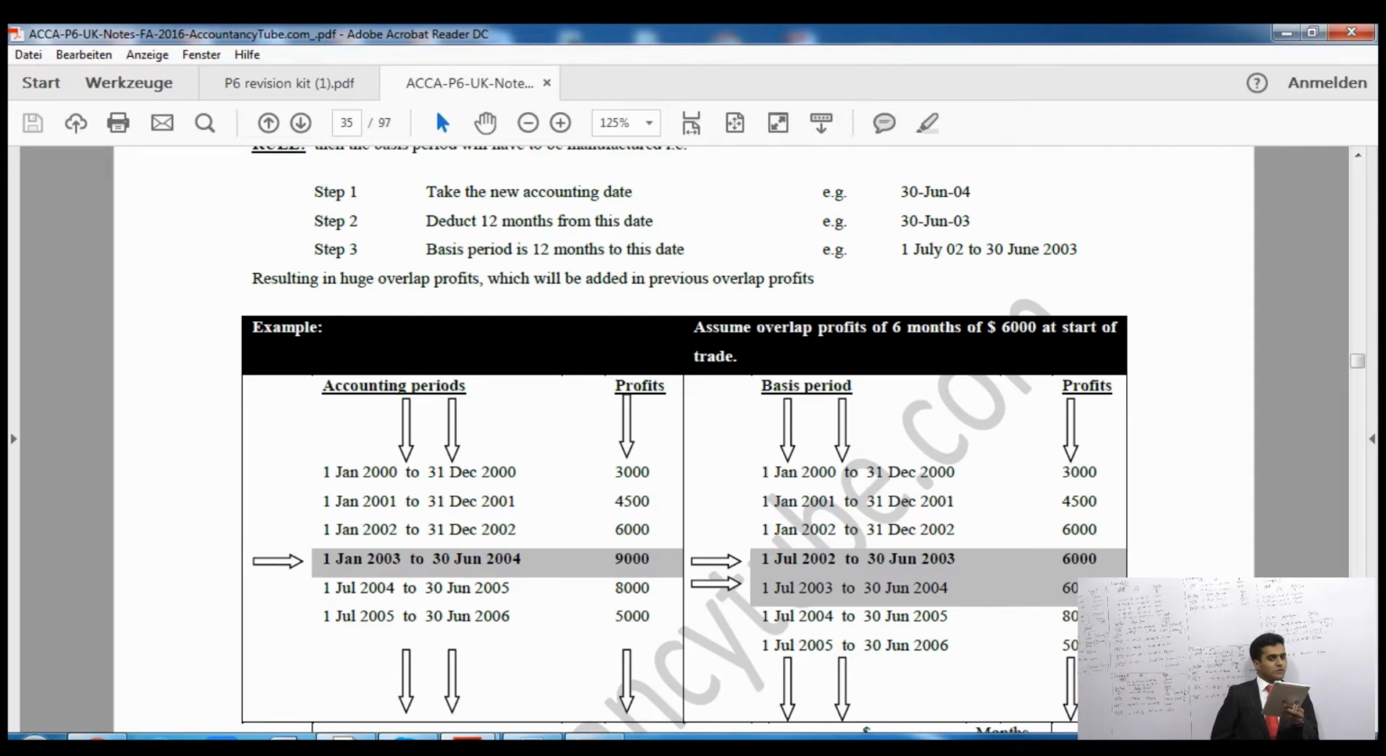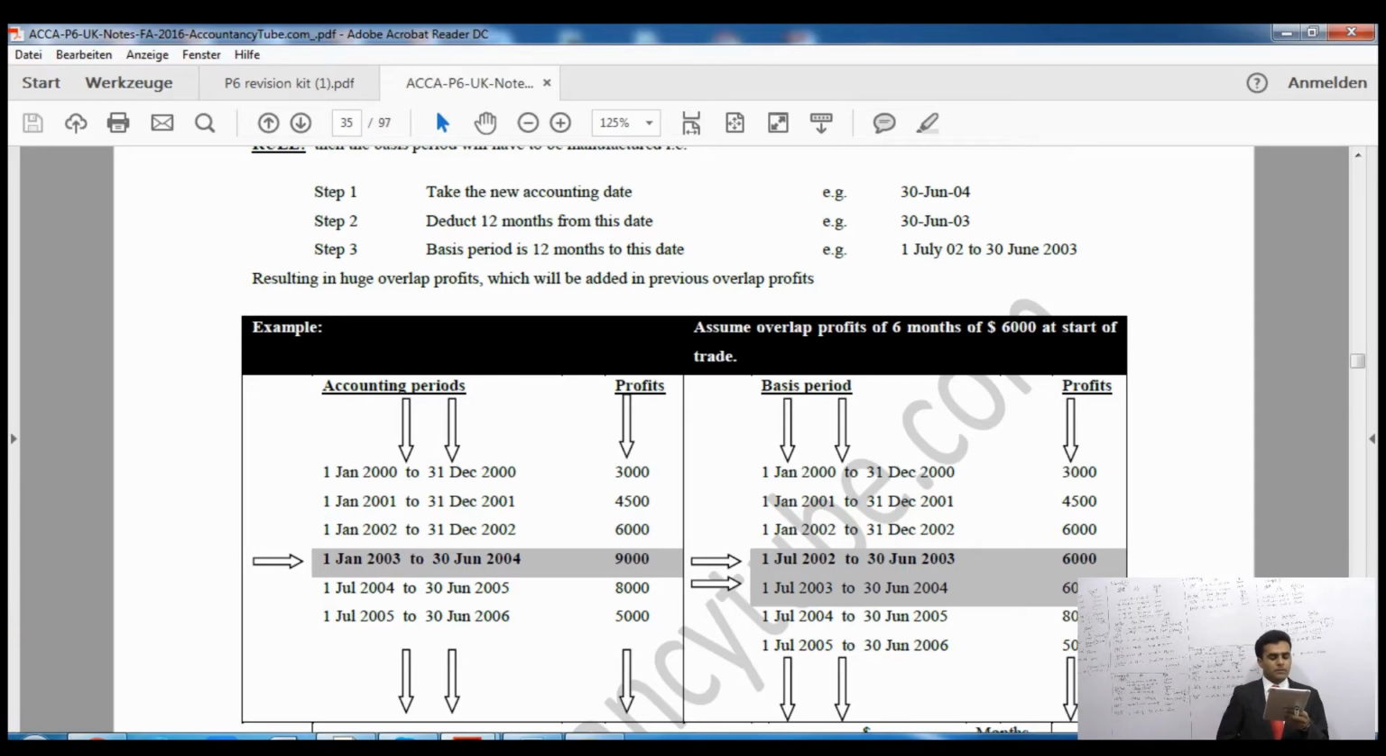Deduct 12 months out of this date. Now how can we deduct 12 months? It means that if we deduct 12 months out of that, we will reach 30th of June 2003. Now the third step says that the basis period is 12 months to this date. So the basis period will be 12 months to this date.